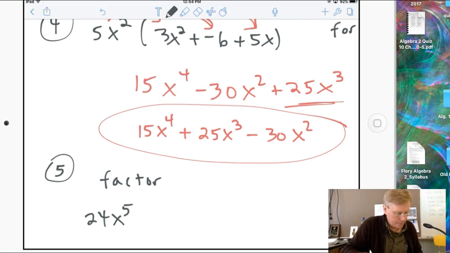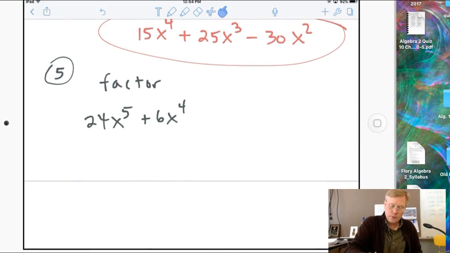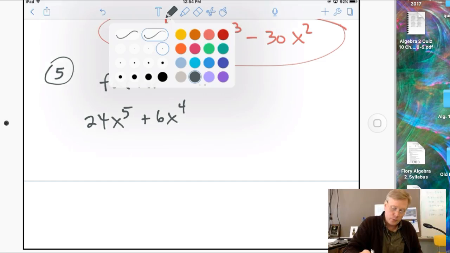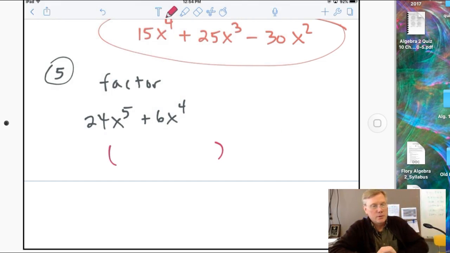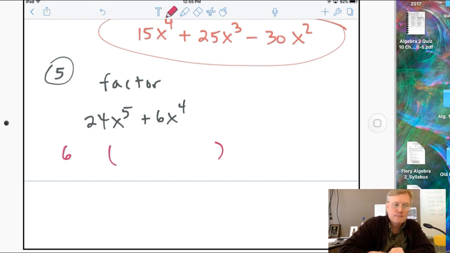24x to the fifth plus 6x to the fourth. All right, so this is one of the ones where I'm going to be pulling out a monomial, pulling one term out. You make parentheses and see what goes into 24 and 6, see what goes into x to the fifth and x to the fourth. In this case, the biggest number that goes into 6 and 24 is 6. And then how many x's can I pull out? Well, that's determined by the smallest exponent on the variable, which in this case is x to the fourth.